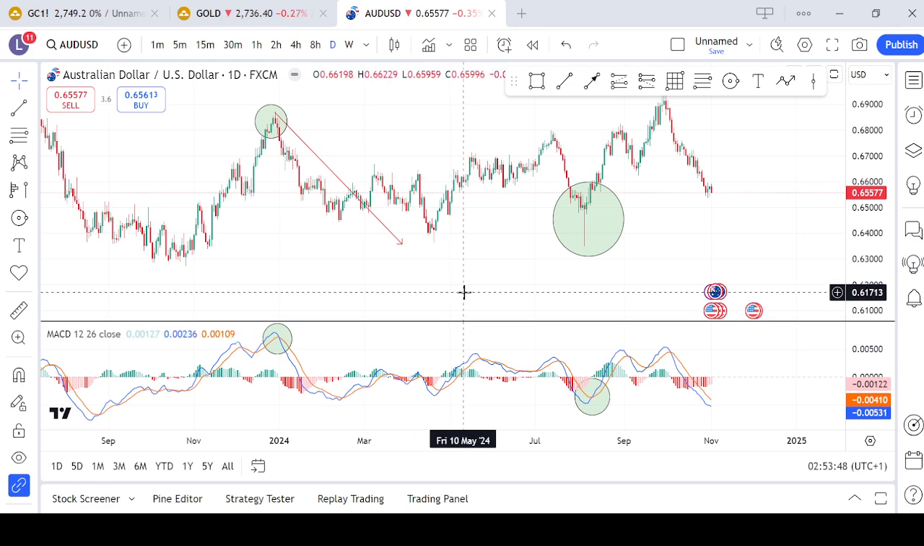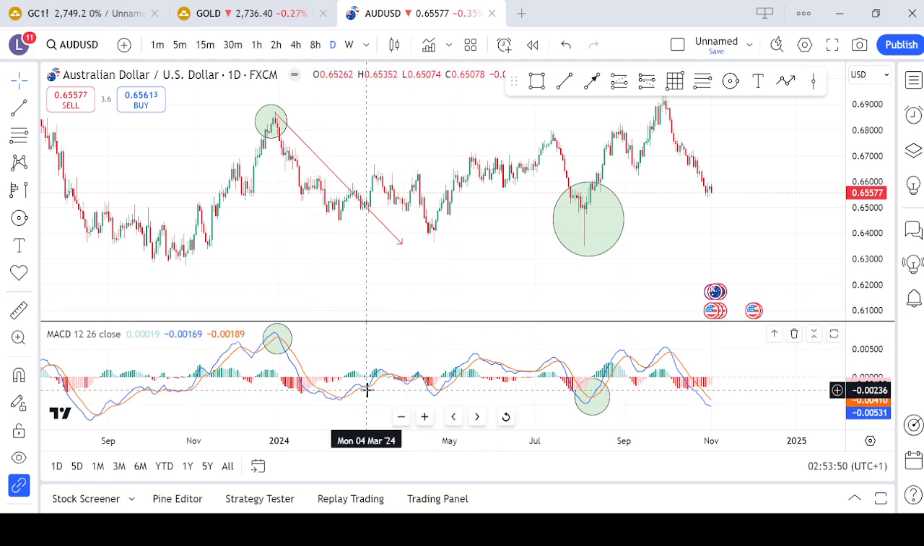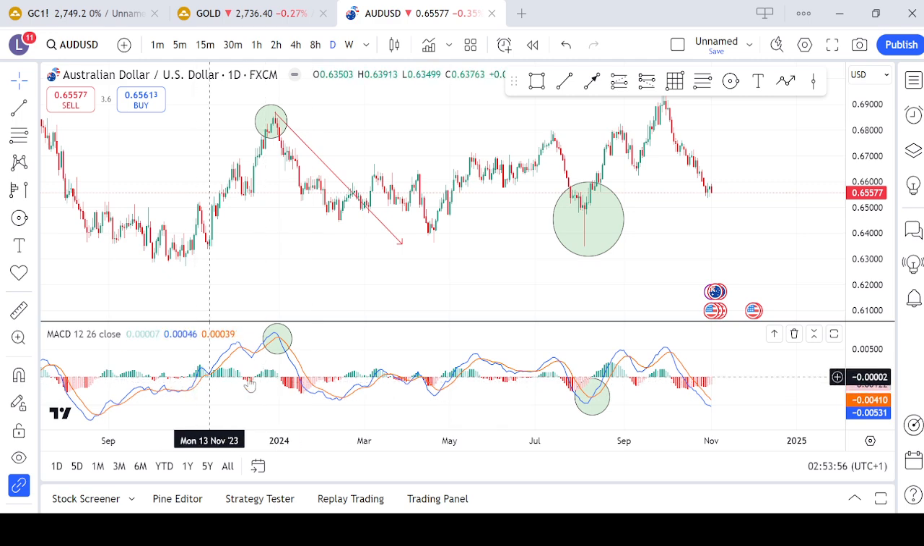And also the histogram represents the difference between the MACD line and the signal line. So when the histogram is positive and increasing with the green color, it indicates strengthening bullish momentum. When it's negative and decreasing and with the red color, as you can see here, it suggests strengthening bearish momentum.